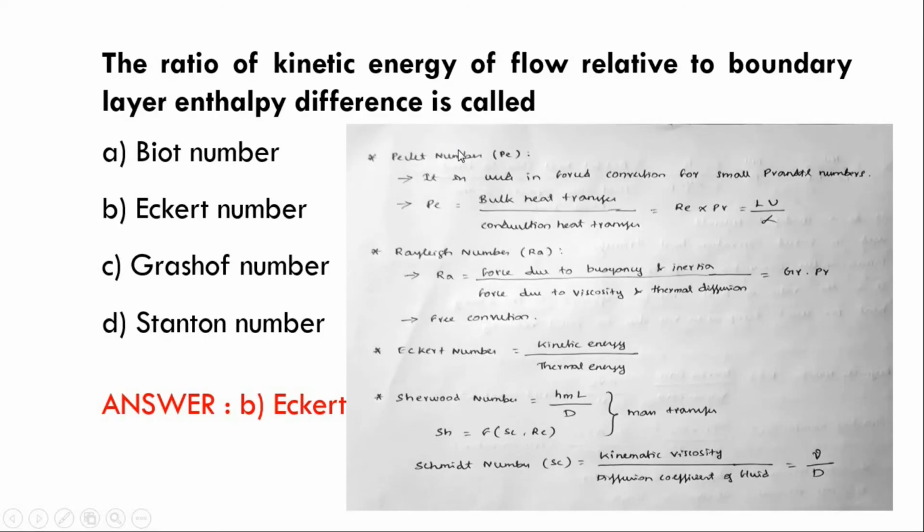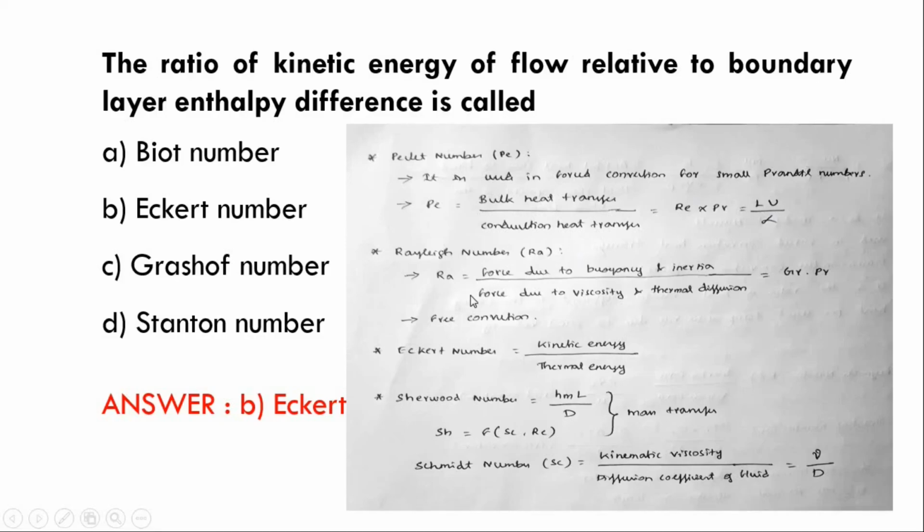And I have listed some missing numbers also. Okay, because we have not discussed the Peclet number, so I have included it. The Peclet number is used in forced convection for small Prandtl number values. Okay, and you can write the Peclet number in terms of bulk heat transfer to the conduction heat transfer, and the formula is Reynolds number into Prandtl number, or LU divided by alpha. So this is the relationship for the Peclet number.